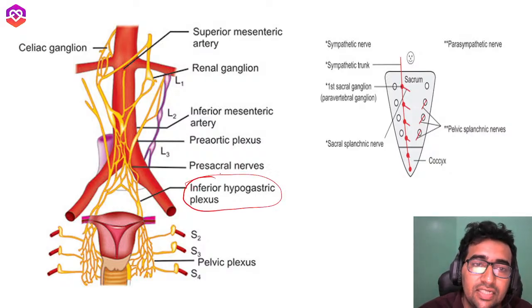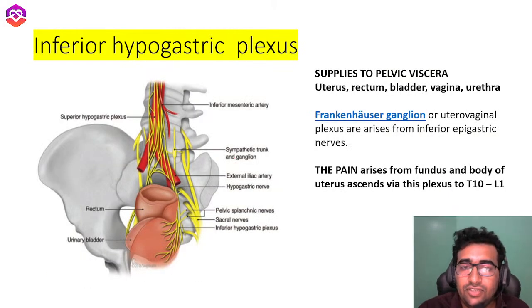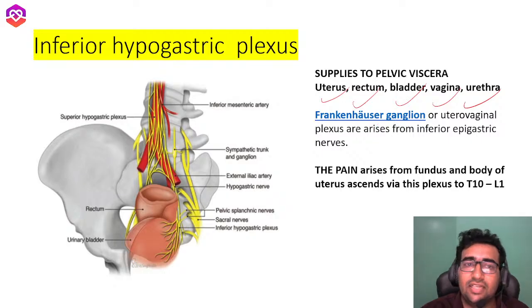Next thing we have to discuss, that's also there. I will tell that. Now the last one I want to discuss with you is the inferior hypogastric plexus. The inferior hypogastric plexus carries fibers from the uterus, not only uterus, rectum, bladder, vagina, urethra, all the places in this pelvic region. The inferior hypogastric plexus has a broad distribution. And there is a uterovaginal plexus in special in the inferior hypogastric plexus. I will show you that thing.